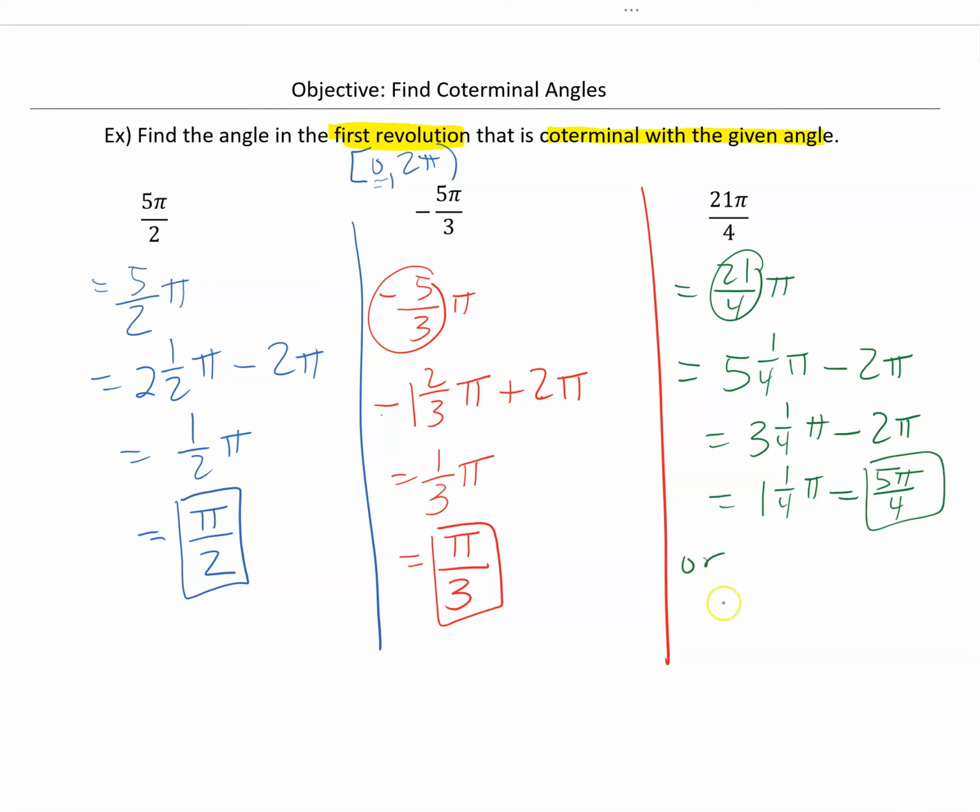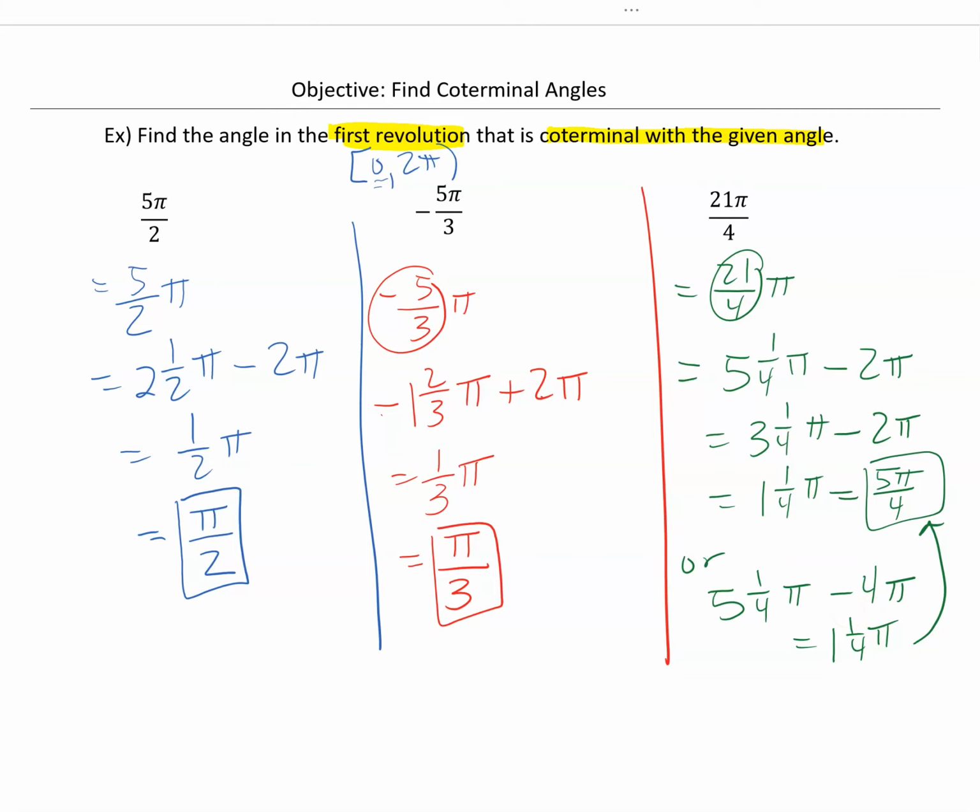As I said, you could also recognize that if I just subtract 4 pi, which is 2 revolutions all at once, then I will get that 1 1/4, and that 1 1/4 is then my 5 pi fourths that way. A little bit faster, but not required to do it the second way.